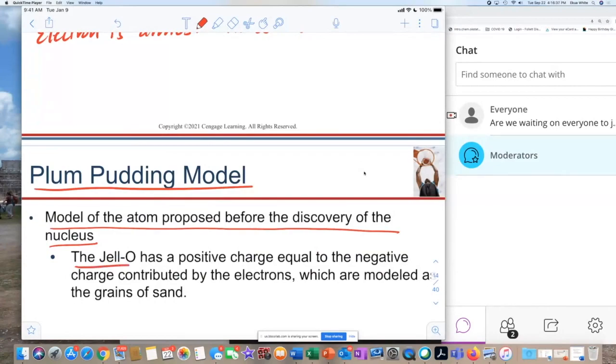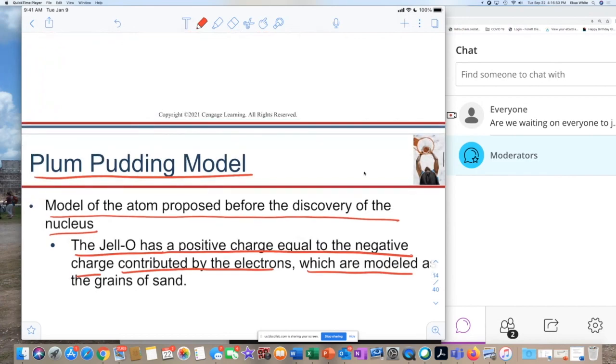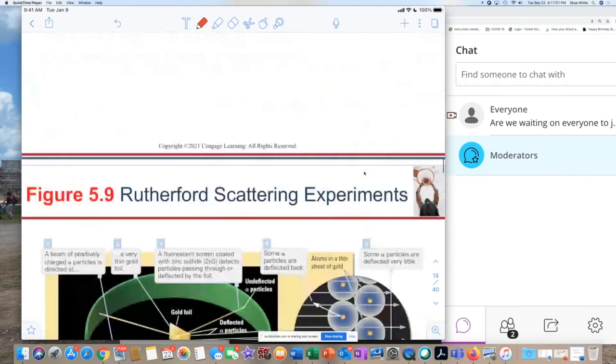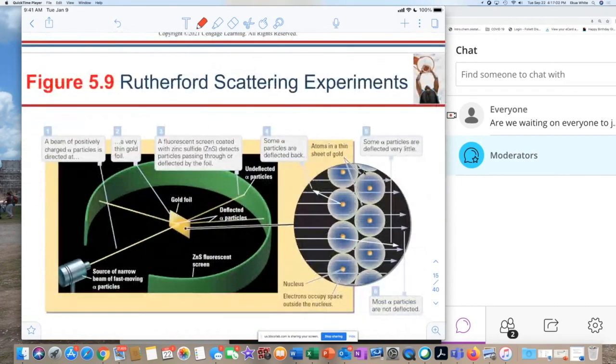So it says here the jello, which is the interior of the model, has a positive charge equal to the negative charge contributed by the electrons, which are modeled as the grains of sand. Yeah, this is just describing the model of the atom, right? And I already discussed that. Then we move on and look at this experiment.